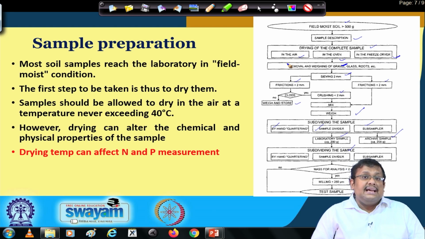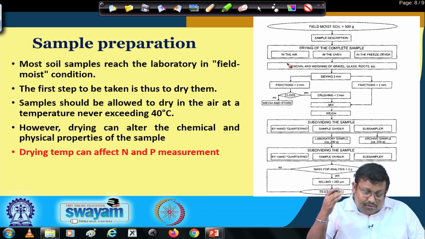However, remember that drying can alter the chemical and physical properties of the sample. So, the drying temperature also can affect the nitrogen and phosphorus measurement. So, drying has a profound influence in soil testing. We can either dry it in the air, which can more or less maintain the original composition. However, when we dry them in the oven, there is a chance of degradation of soil organic matter or organic pollutants.